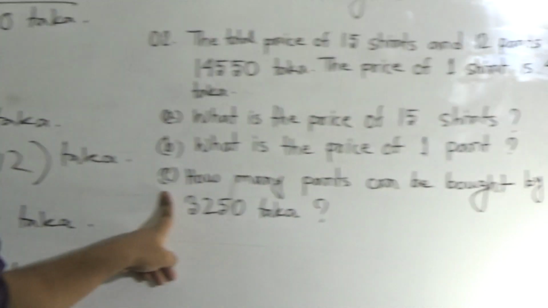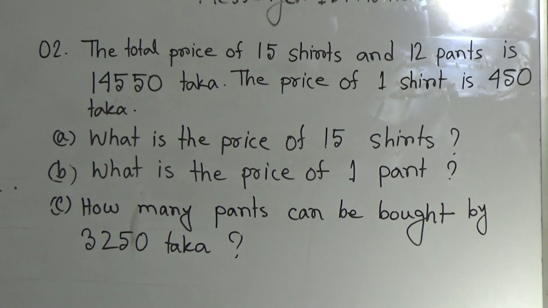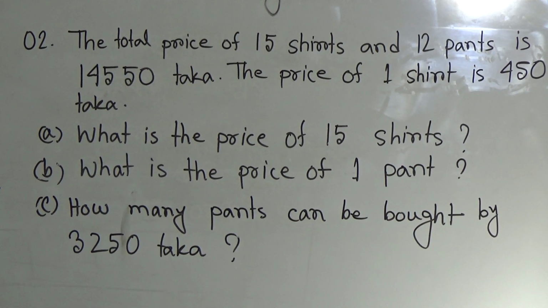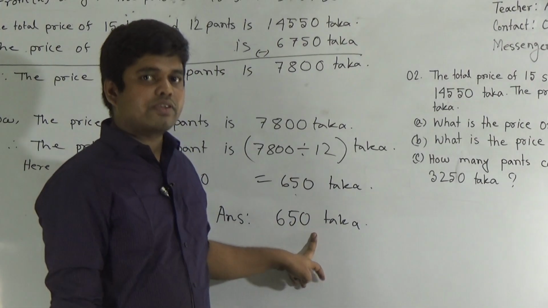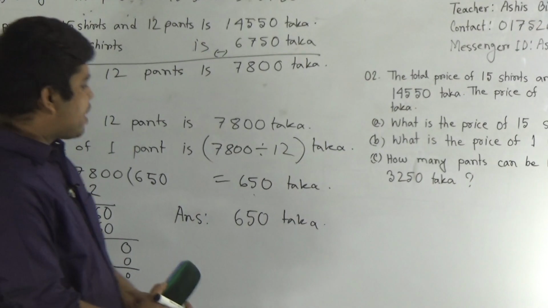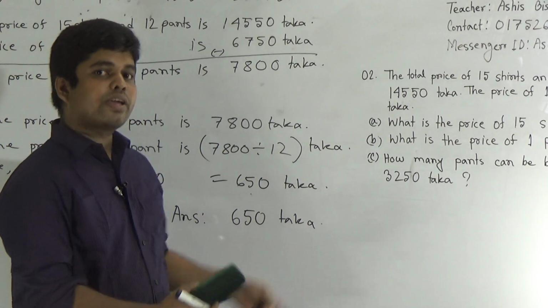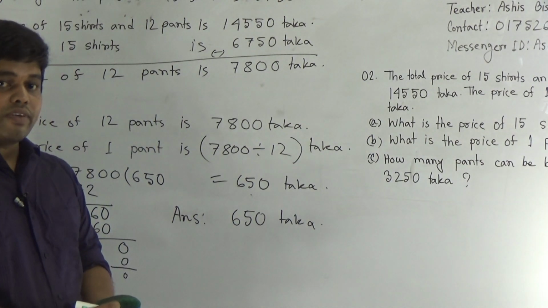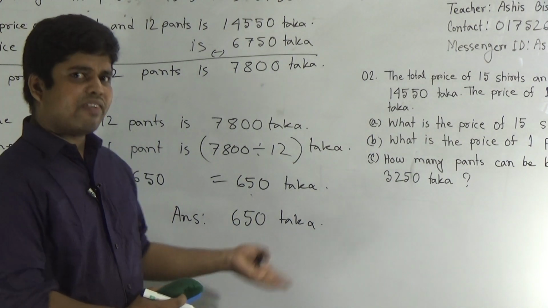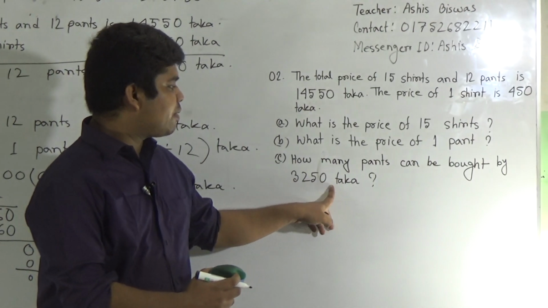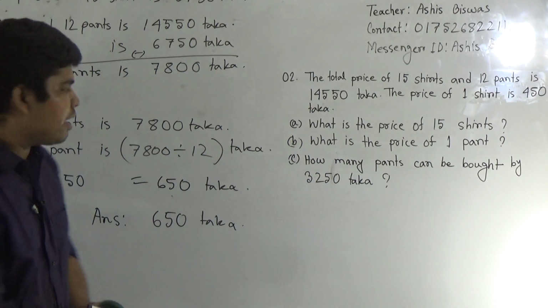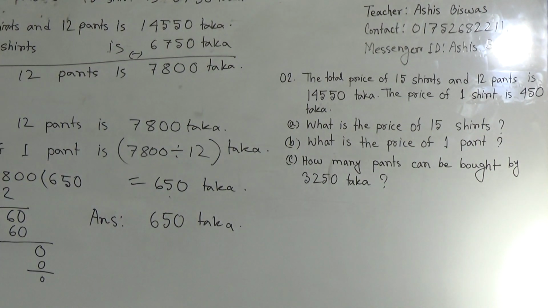In order to solve question number C, we need the information that by 650 taka how many pants can be found. We know that 650 taka is the price of one pant. For these reasons we can easily say that by 650 taka we can buy one pant. So by using 3250 taka we can get how many pants. Okay, now we solve question number C and erase question number B.